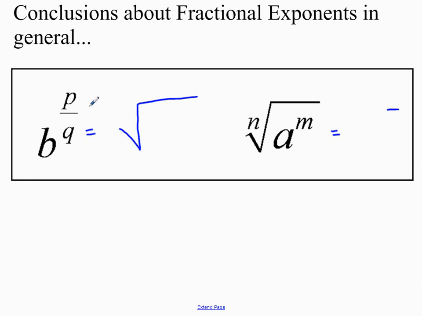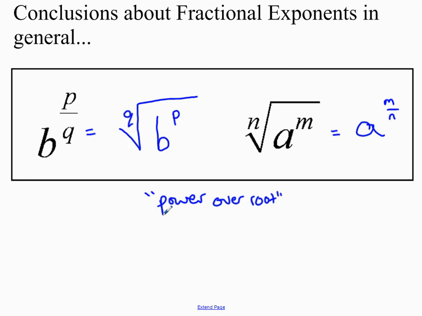Okay, so hopefully you said, okay, the bases are the same. So we've got b, and we said power over root. So the qth root of b to the p power. We said power over root. So power m over n, and of course the base is still a. Power over root, p over r, alphabetical order. Power over root.